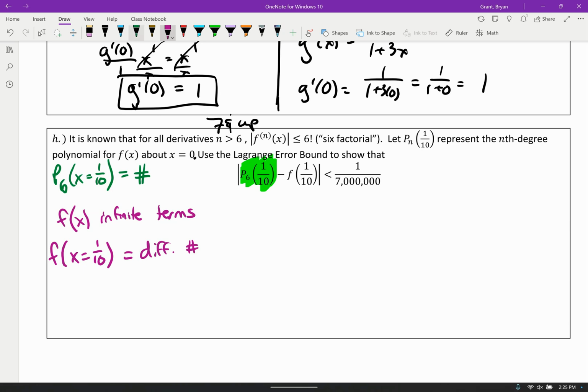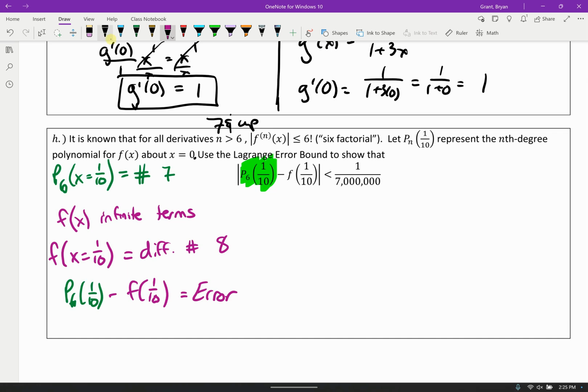So let's say that p sub 6 of 1/10 was like 7, but the actual value was 8. Well, if you subtract these two, if you say p sub 6 of 1/10 minus f of 1/10, then you're subtracting what you found versus what the actual value was. And by subtracting those, you get your error. So this is our error, how much we are wrong by.